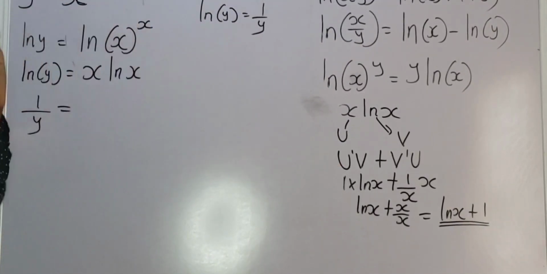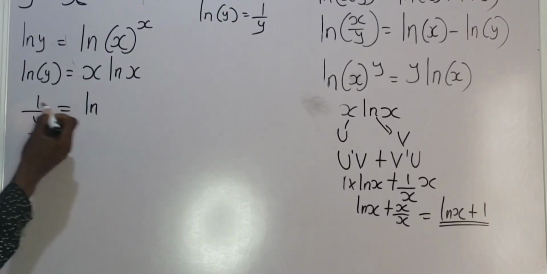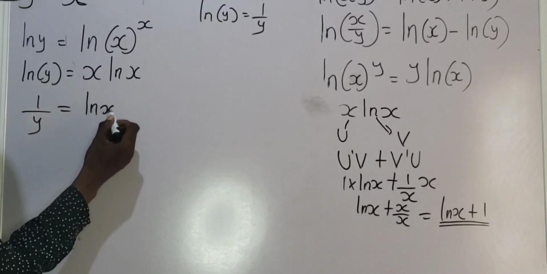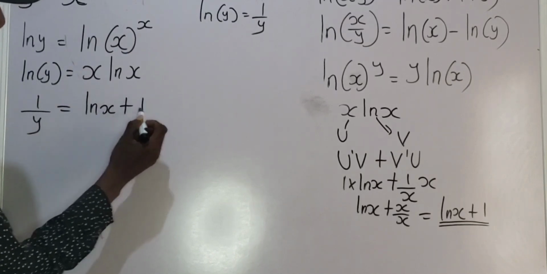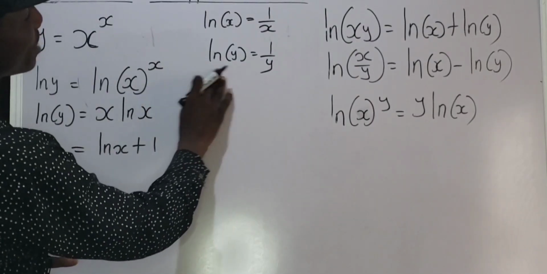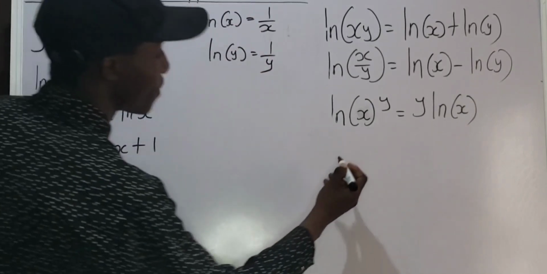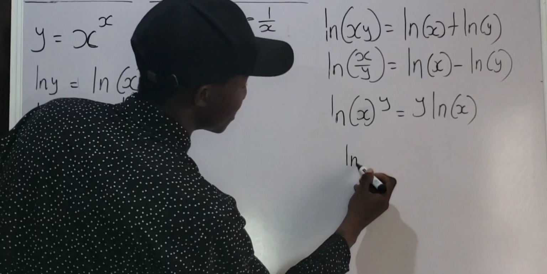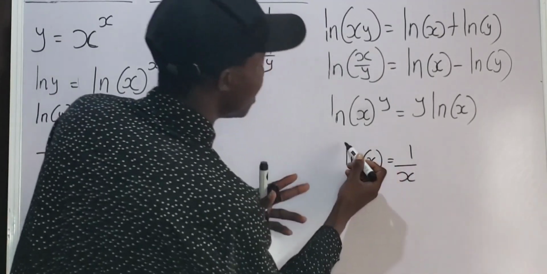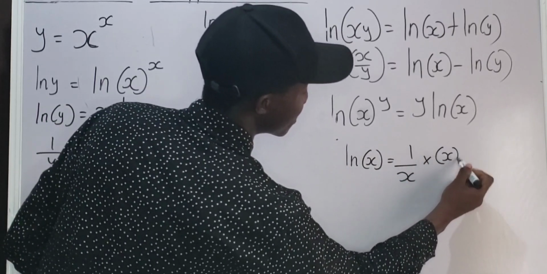Ln x plus 1. Do you understand? So for this, I'm going to have ln x plus 1. Okay, let us proceed. I want to show you the step of how we arrive at these answers. The derivative of ln x is equal to 1 over x. Don't forget that if we have ln x, the derivative of ln x is 1 over x multiplied by the derivative of x.